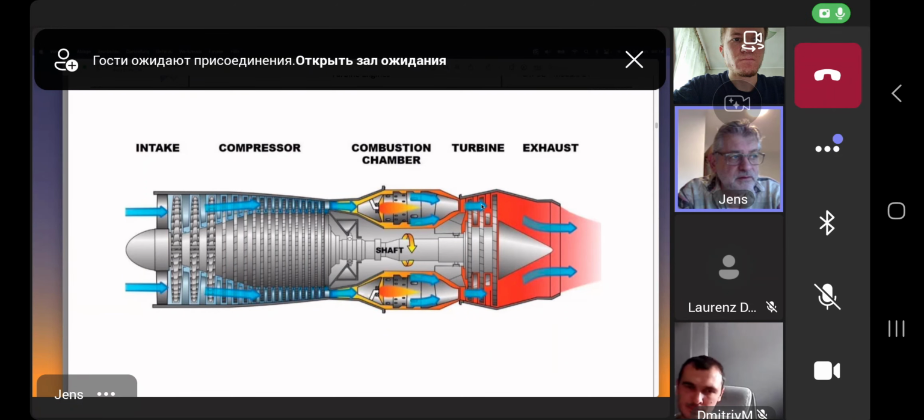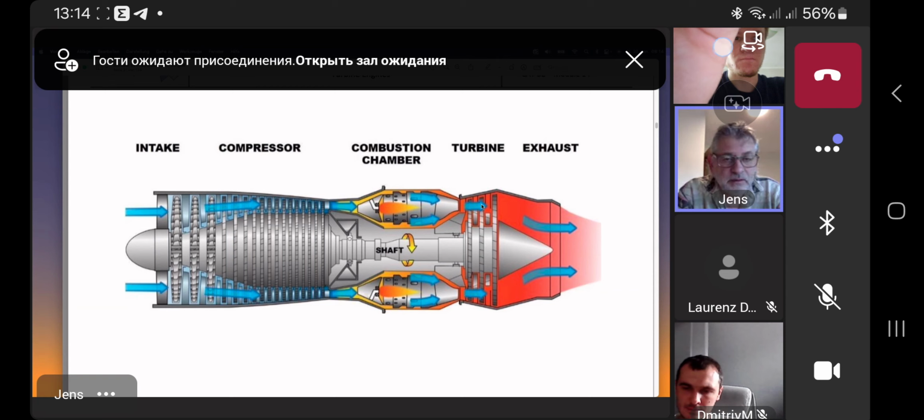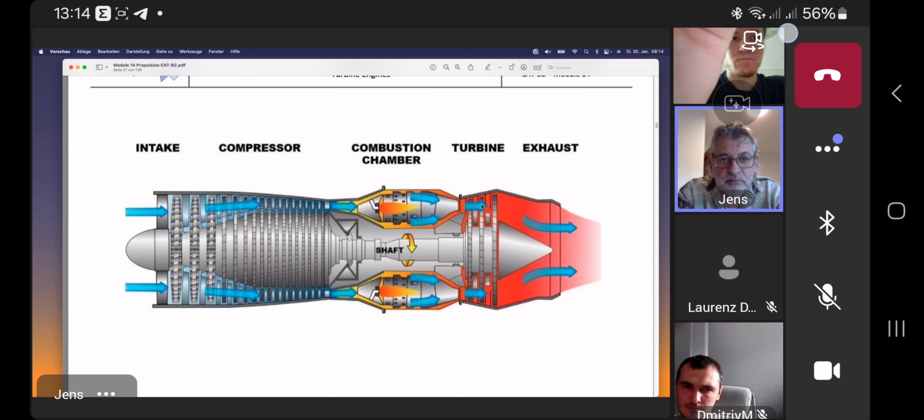Craft forward. That is a quite simple thing. So we have 4 steps, yeah? Ingestion, compression, expansion by applying heat, and exhaust. Those are the 4 steps. The same as in a piston engine happens here in our gas turbine engine.